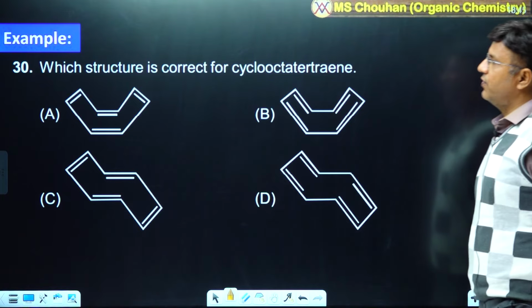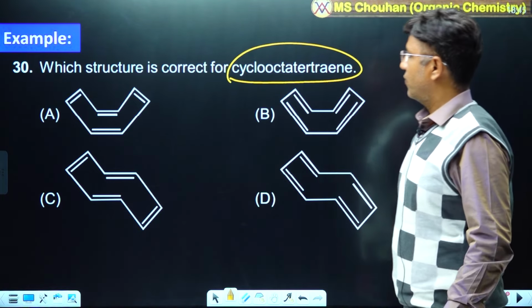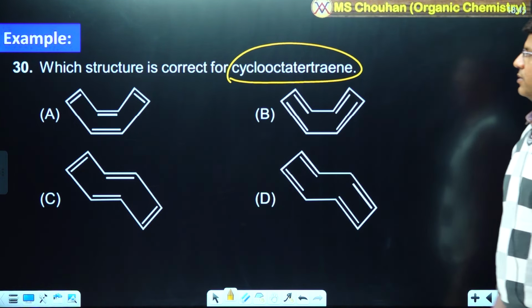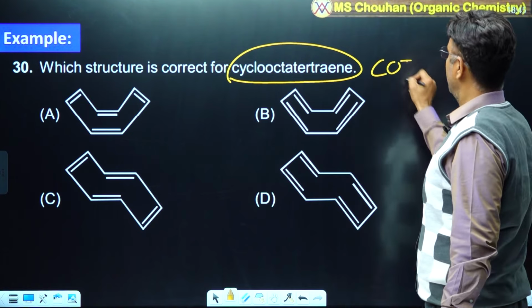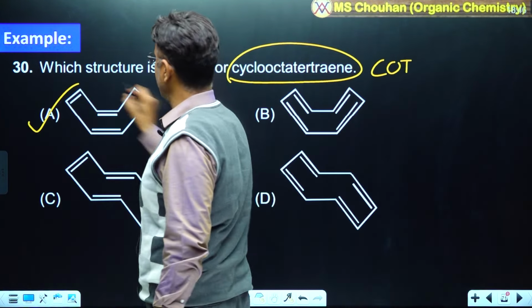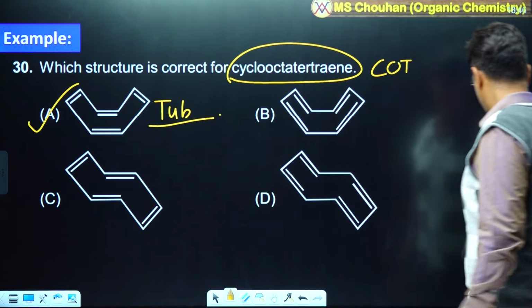Now try this. Which structure is correct for cyclooctatetraene? What is your answer? Cyclooctatetraene basically means annulene 8. It exists in tub shape. We already discussed that it exists in tub shape.